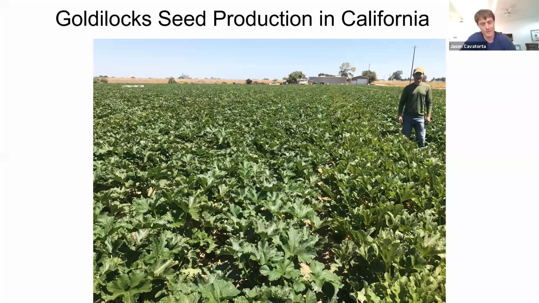That's not to say that it is not a lot of work. And to build on what Petra said, it's all about relationships and meeting those people and having trust to send them a variety that you had developed and trusting that they'll do a good job with it. And so this is a seed production of Goldilocks acorn squash in California. It's a 5-acre production field.